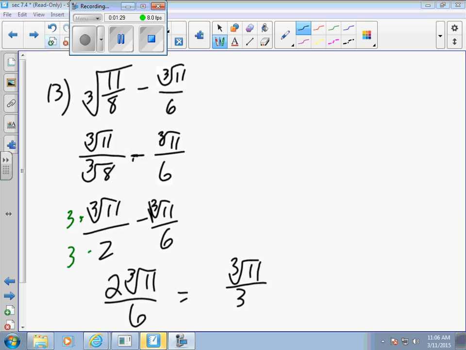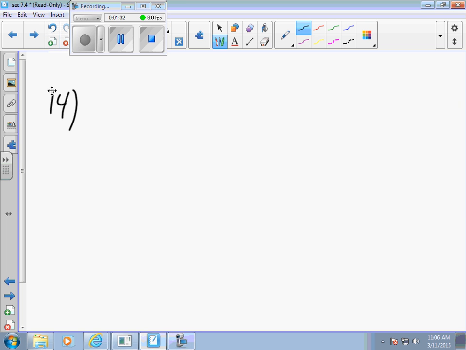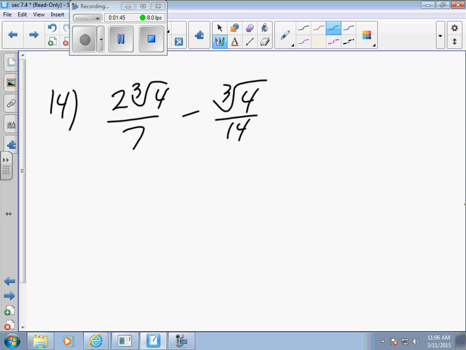Let's move on to question number 14. It's a fraction one also. 2 cube roots of 4 over 7 minus the cube root of 4 over 14. We're going to need to find our common denominator because our radical part is already the same. So I'm going to multiply top and bottom by 2, which is going to give me 4 cube roots of 4 minus 1 cube root of 4 gives me 3 cube roots of 4 all over 14.